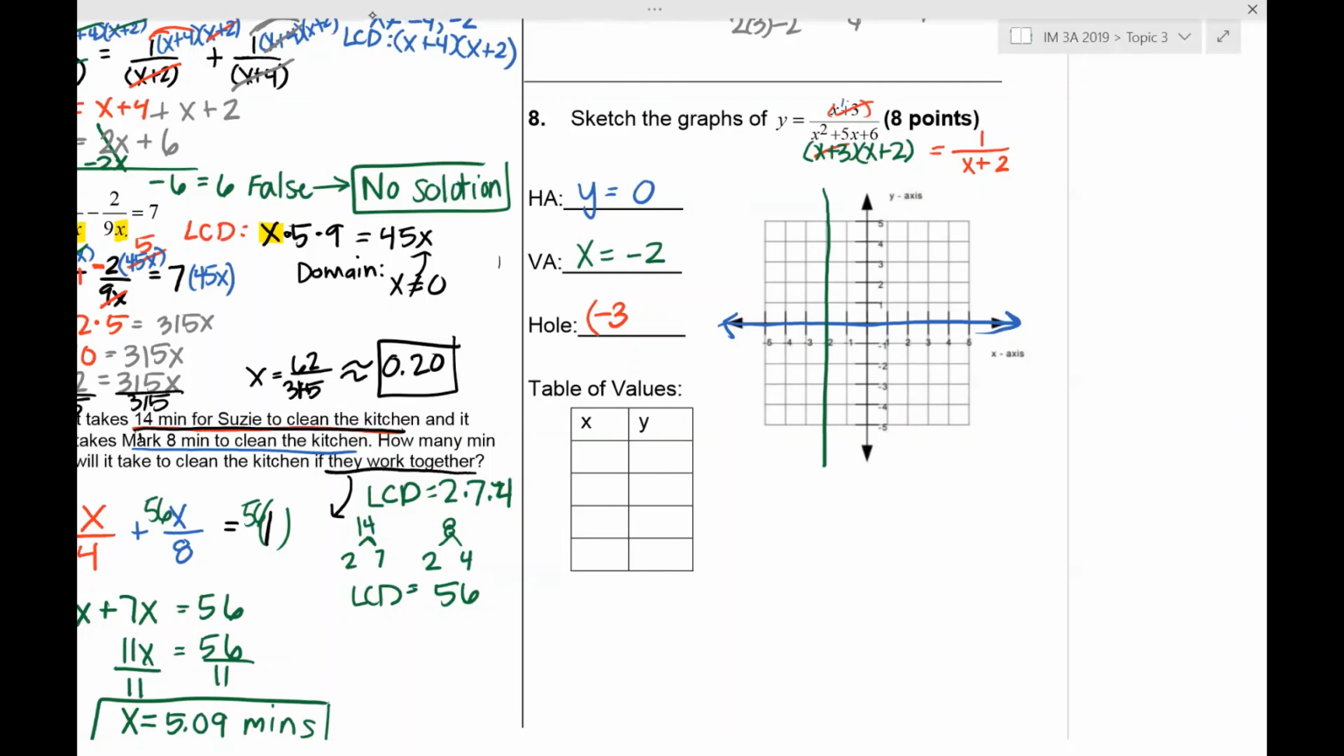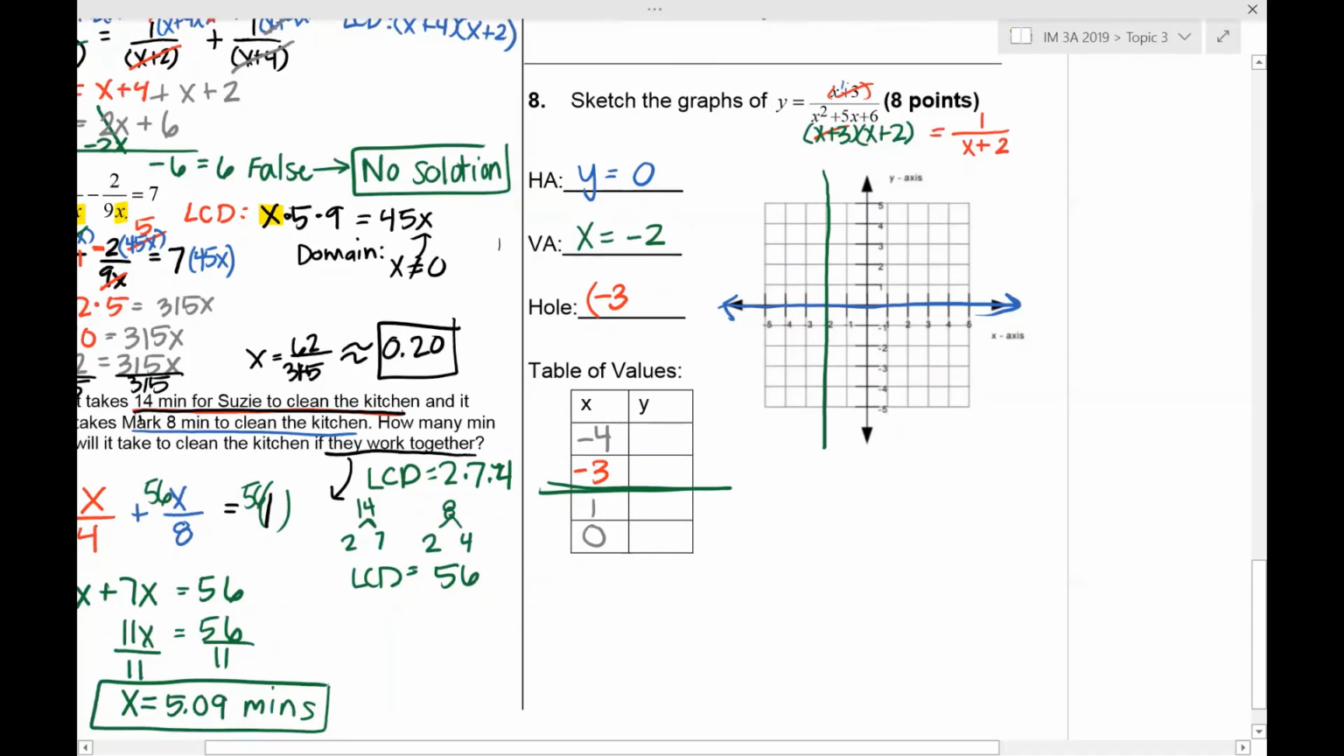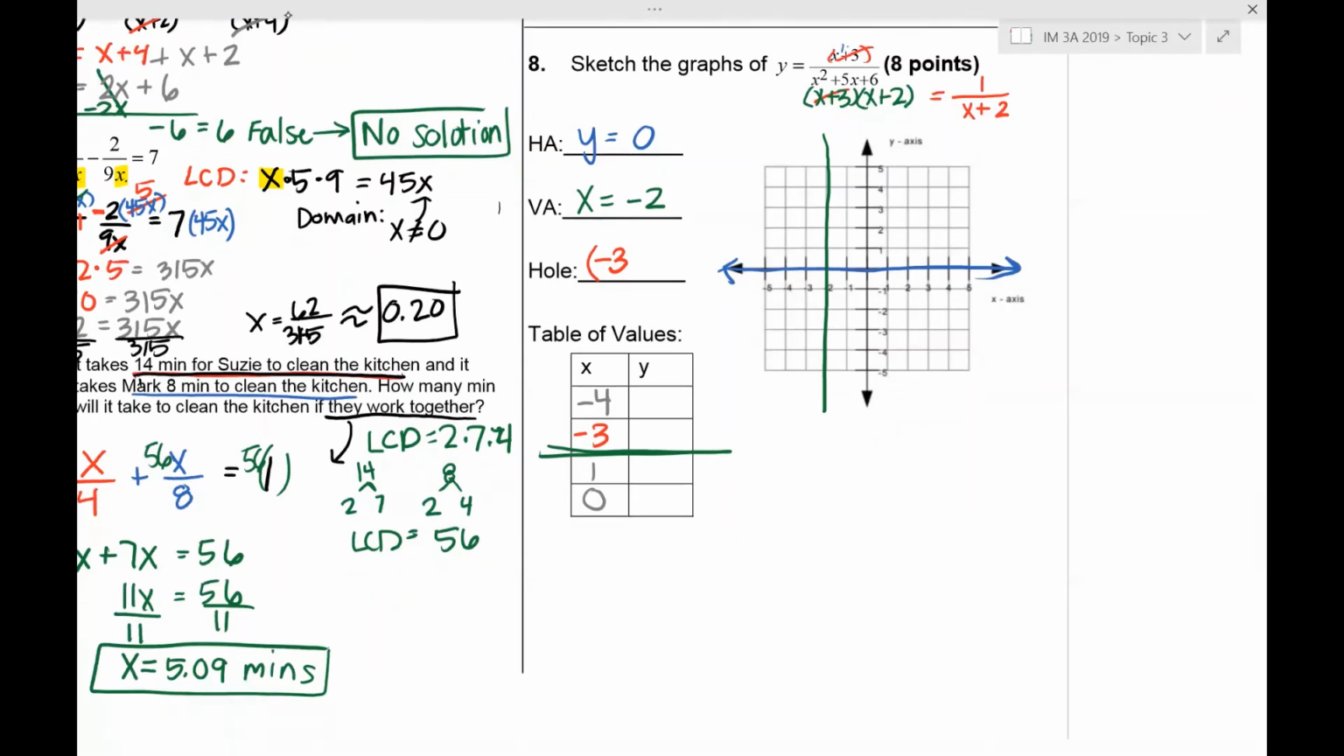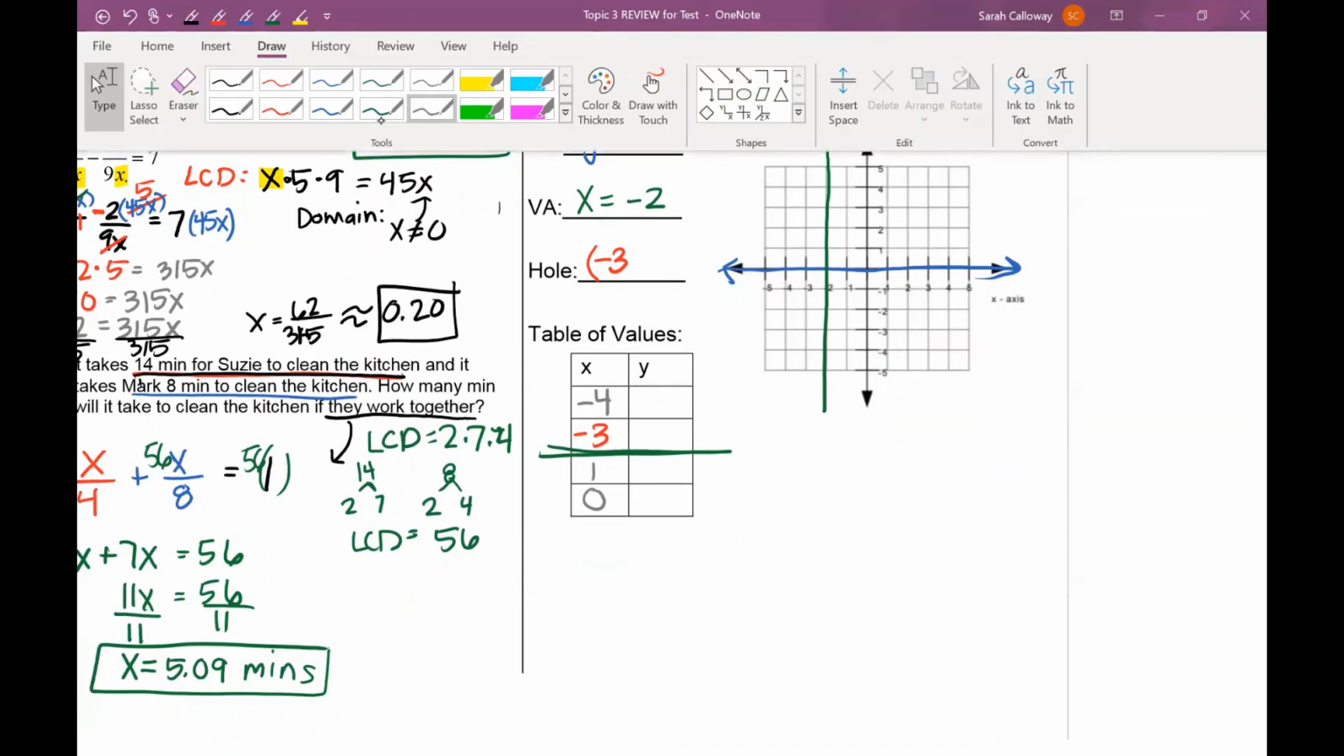Remember that no matter what, we want to plug in our hole so that we can figure out what the y value is and graph it appropriately. So -3 would be in our table anyway, so it's right to the left of our vertical asymptote. Then we want to also pick another number on the left side of -2, which would be -4. Then we want to pick two numbers to the right of -2, which would be -1 and 0. So we're going to plug in -4, -3, which is also our hole, and then -1 and 0 into our reduced equation. Whenever you can reduce something, you have to plug it in for the hole, but it's a lot easier to plug it in for all the values.